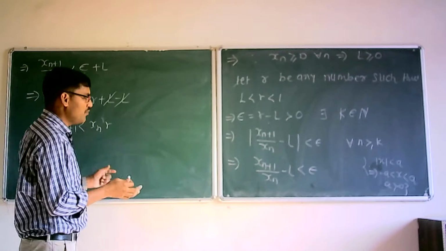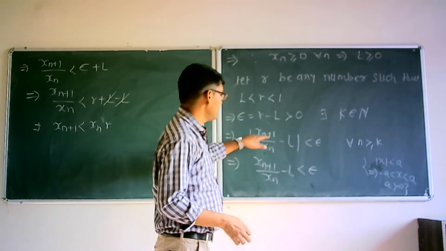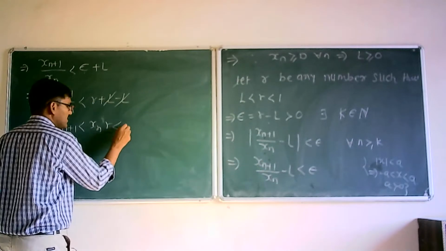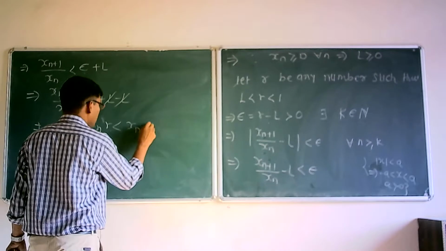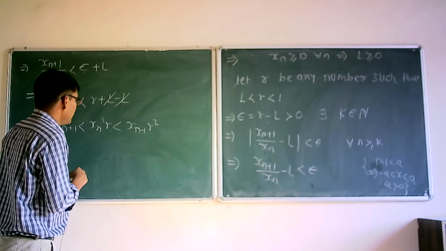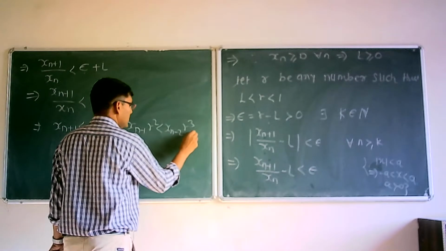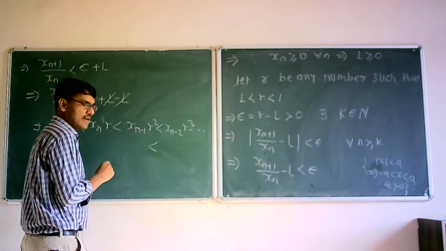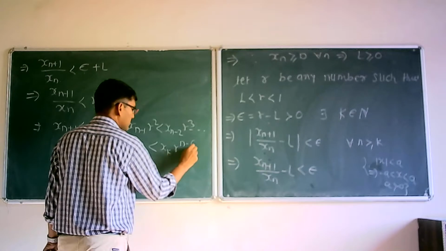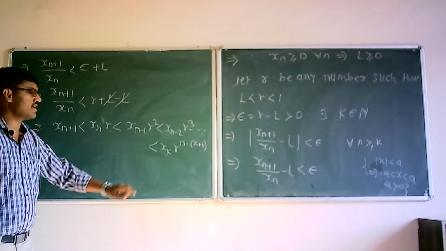Similarly, if we apply the same logic, that is xn divided by xn minus 1, xn minus 1 divided by xn minus 2, we obtain xn R is less than xn minus 1 R square. Then this is less than xn minus 2 R cube. Similarly, successively, all these terms are less than xk R raised to n minus k plus 1.